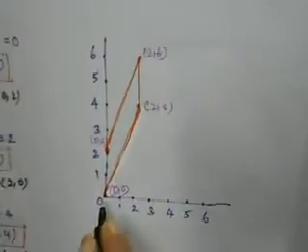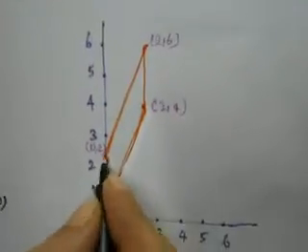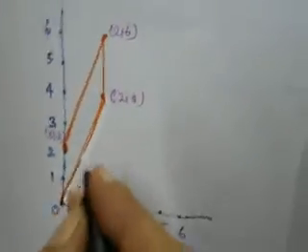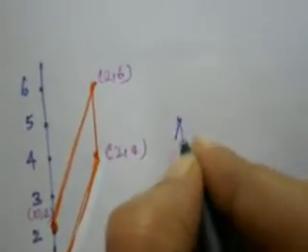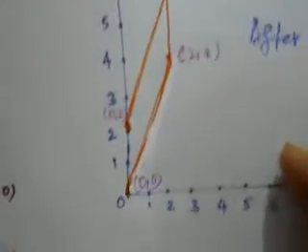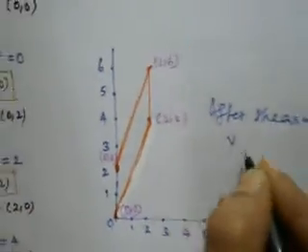Let's plot these points in the given picture: 0,0; 0,2; 2,4; 2,6. Now we obtained the skewed or distorted image after shearing based on the y axis.